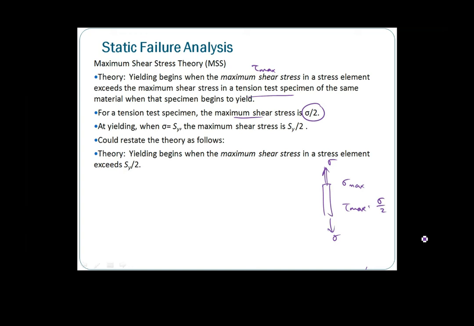At U, of course, your strength is actually this sigma, when it causes failure. So here the maximum shear stress is U strength over 2. We can say that is Sy over 2. So here we are saying that yielding or static failure will happen when the maximum shear stress exceeds U strength over 2. That is its theory.